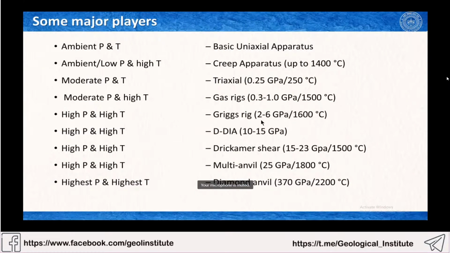So here is a list of some of the instruments I mentioned. These are ambient basic uniaxial apparatus. You can have some ambient pressure or low pressure to very high temperature apparatus, and these are used mostly for magma rheology, or people also work on diffusion experiments, and then slowly moderate to the very highest, where you have diamond anvil where you can achieve 370 gigapascal and temperature goes up to 2200 degrees centigrade. Now all these, this triaxial apparatus, are mostly oil and water medium. This is a gas medium apparatus, and the rest are mostly solid medium apparatus. We will not talk about those, but we will go only with this moderate pressure and high temperature apparatus, the gas rig Patterson apparatus, in the following slides.